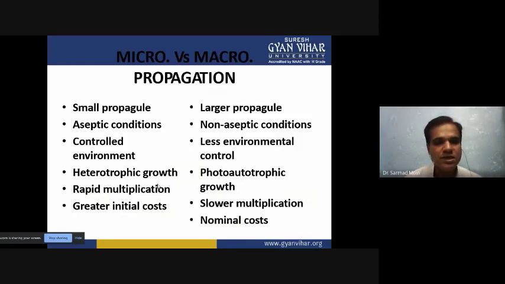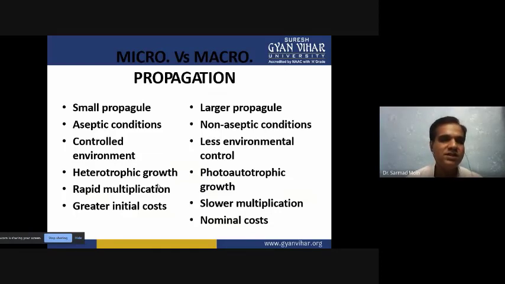Then in micropropagation, there is a greater initial cost, since we provide a controlled environment, media, and laboratory costs, and we require an experienced hand to perform micropropagation, whereas macropropagation doesn't require that much cost, and requires only a nominal cost.